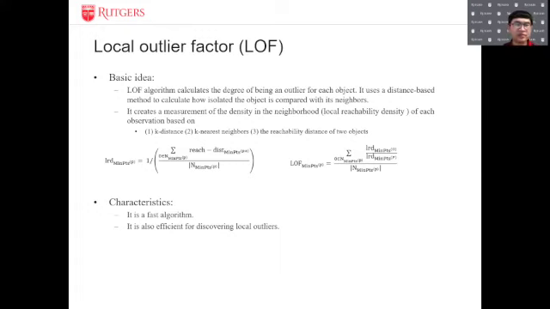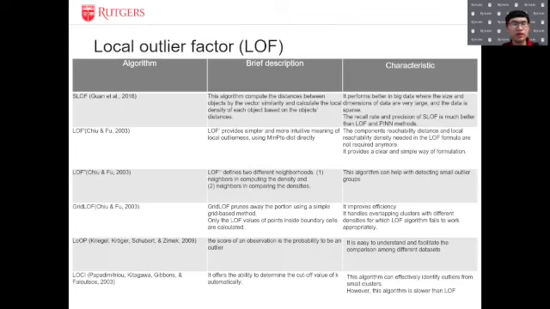Compared with other sophisticated algorithms, we can say that this is still a fast algorithm and is also efficient for discovering local outliers. If we review the existing literature, we can find many variants of LOF. The first one uses the cosine similarity instead of distance for sparse datasets. The second and the third try to modify the equation.